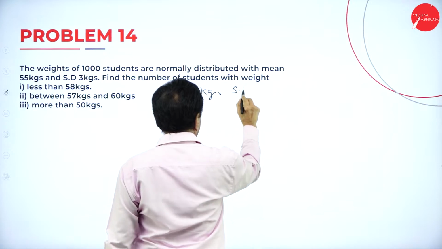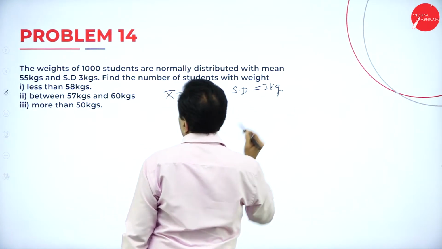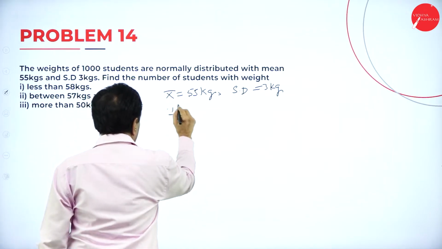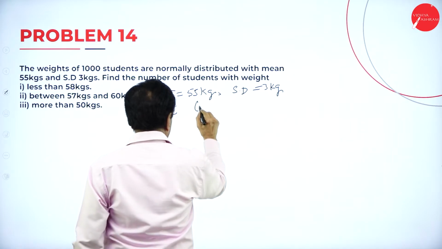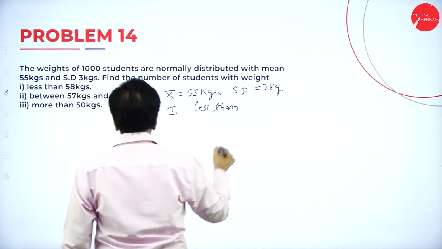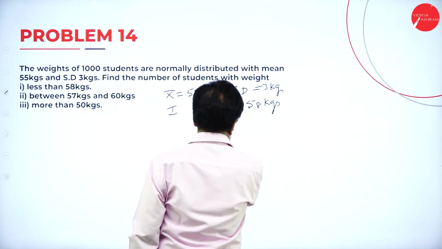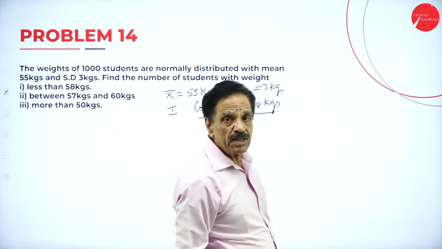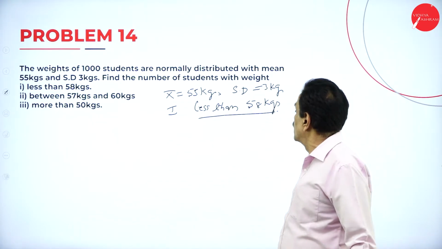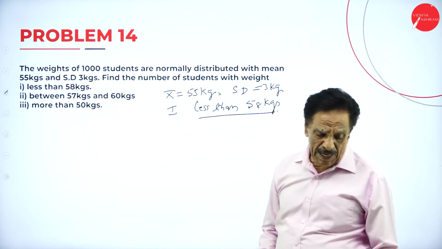Standard deviation is 3 kgs. What is the first question? Number 1, less than 58 kgs. This is the question. See the question now. Given mean is 55 kgs, standard deviation 3 kgs. Number 1, less than 58 kgs.